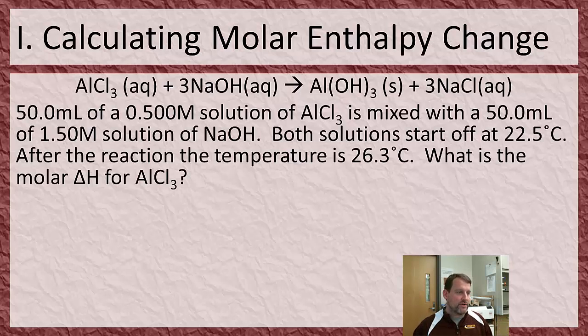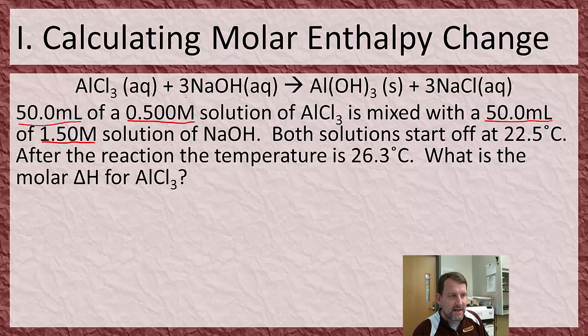So as I look at this problem, I notice a few things. First thing that jumps out at me is I'm given a starting amount of my aluminum chloride of 50 milliliters, but also the starting amount of my sodium hydroxide. So the first thing that comes to mind is, wait a second, I need to do a limiting reactant problem here because I don't know which of these is going to run out first. But I also noticed that this is 0.5 and this is 1.5. So my sodium hydroxide solution is 3 times stronger than my aluminum chloride solution, but the same volume. That means there's 3 times as many moles of sodium hydroxide as there are of aluminum chloride in the solution.